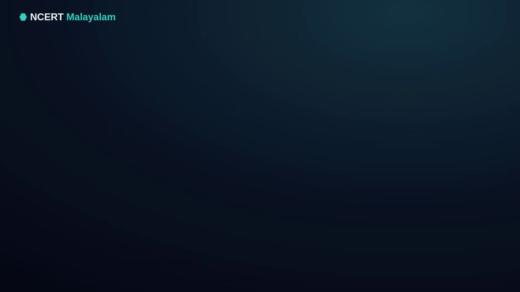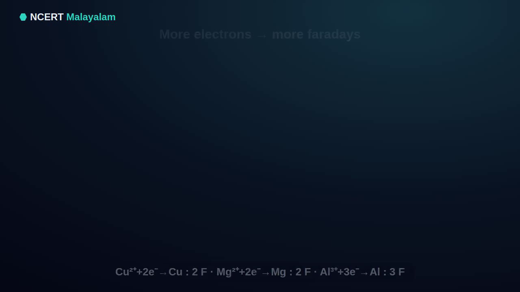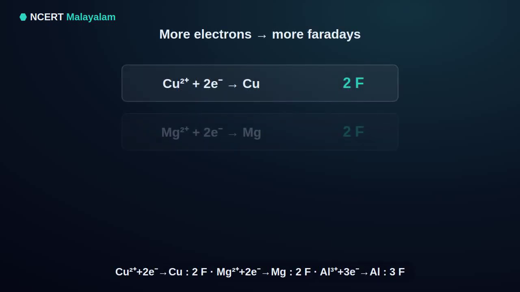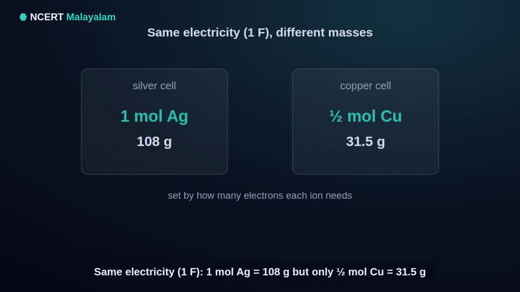The charge on 1 mole of electrons is the Faraday constant, Q equals N times e equals F equals 96,487 coulombs per mole, about 96,500. The electrode reaction tells you how many Faradays per mole. Silver 1 plus plus 1 electron gives silver, so 1 mole needs 1 Faraday. Copper 2 plus needs 2 Faradays per mole, magnesium 2 plus needs 2, and aluminium 3 plus needs 3 Faradays per mole. Pass the same electricity through different cells and you get different masses.